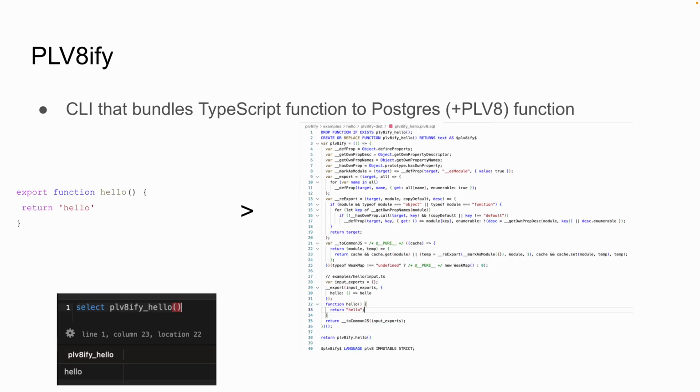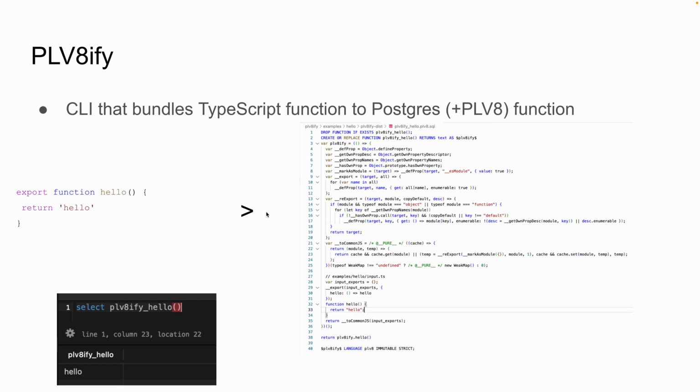So how it fundamentally works is that it bundles JavaScript into a Postgres function. Essentially, it uses ESBuild as a bundler and converts this function into this, and then it wraps it inside the syntax of writing a Postgres function that uses PLV8 as its language. So that's how hello world looks in PLV8ify. You can do select plv8ify hello. If you've written a function and invoked the CLI, it will produce something like this, and this you have to copy paste into Postgres.